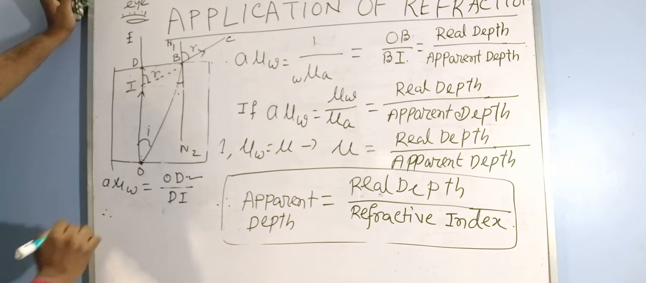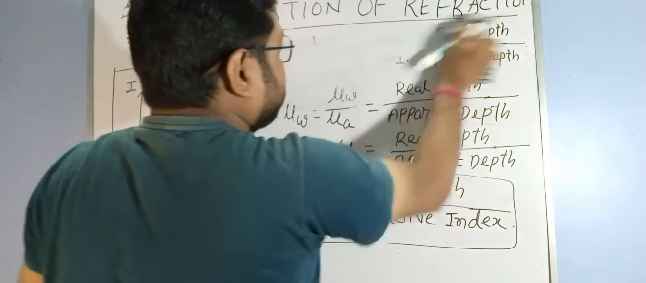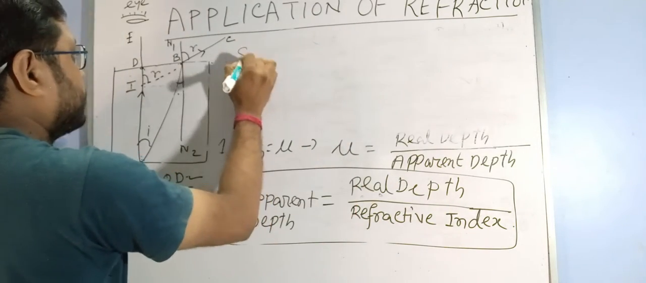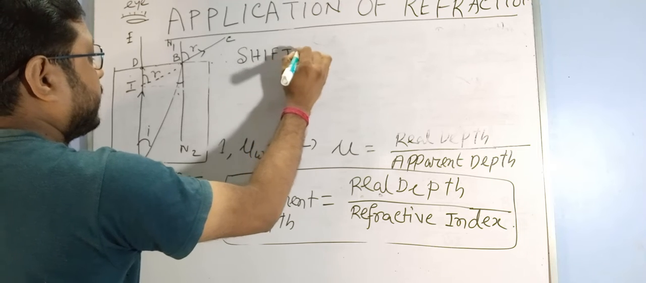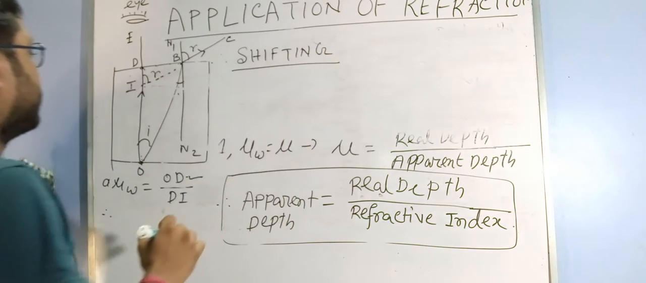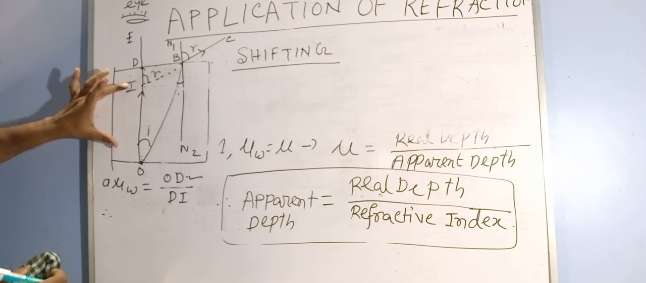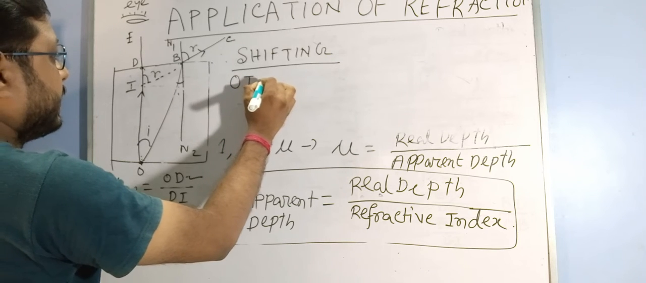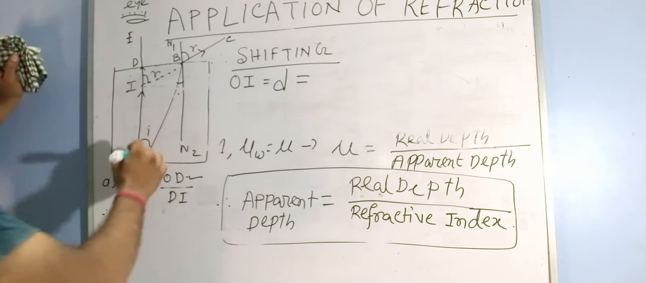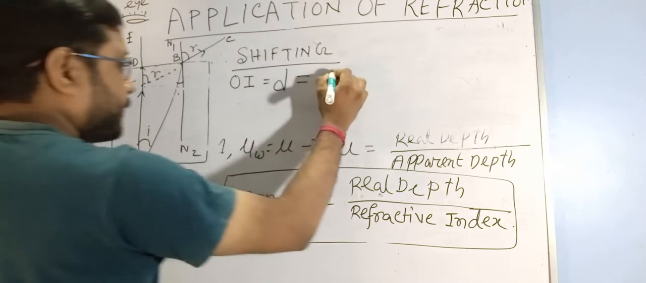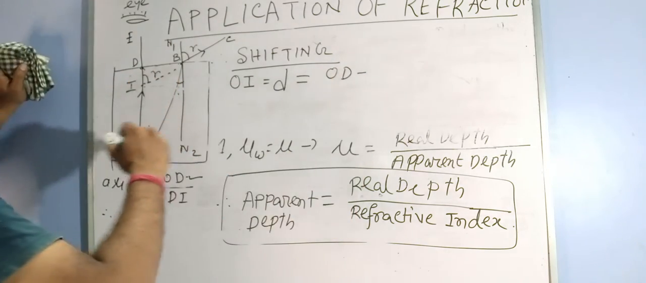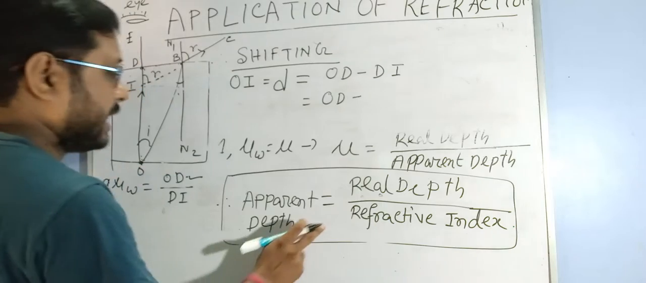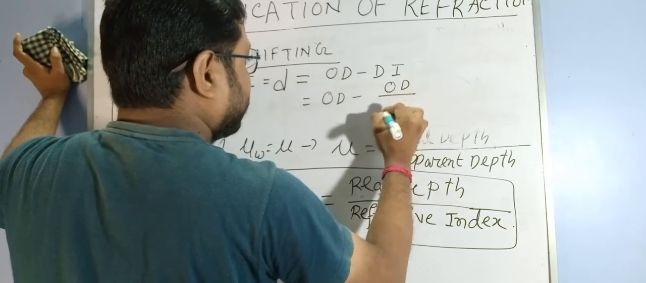Therefore, what is the shift of the image? The shifting of the image is OI. If we take it as small d, then small d equals OD minus DI. Now OD is real depth and DI is apparent depth. Apparent depth means real depth divided by refractive index mu.